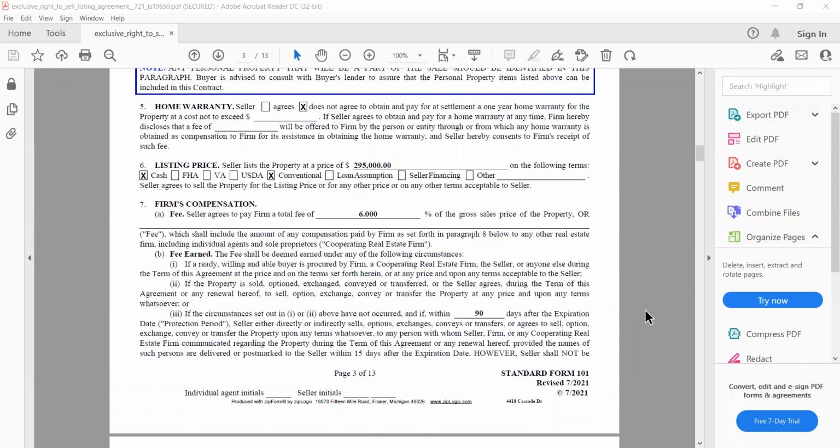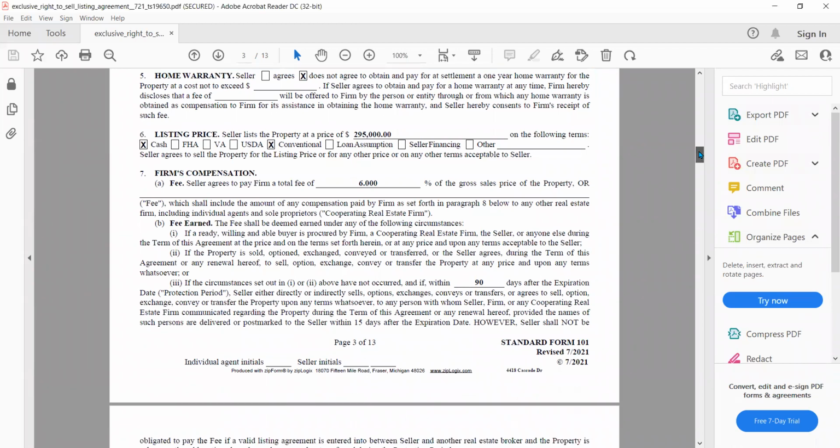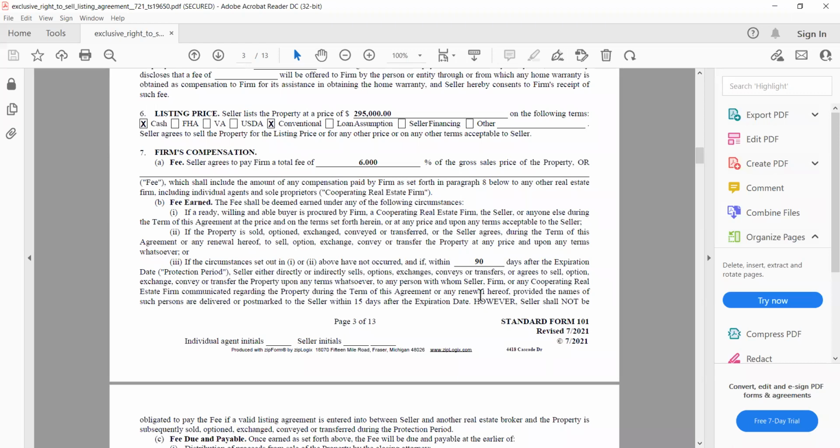So the firm's compensation, number 7, just make sure the list price is going to cover your commission plus the buyer agent commission. Okay. So make sure that you put the total here. And if you read it, it will tell you. I'm not going to read all of the little subsets here, but what I do want you to know to fill in is under fee earned subset 3, it says if the circumstances set out in 1 or 2 above have not occurred, and if within 90 days after the expiration date, seller either directly or indirectly sells, options, exchanges, conveys, or transfers, agrees to sell the property.